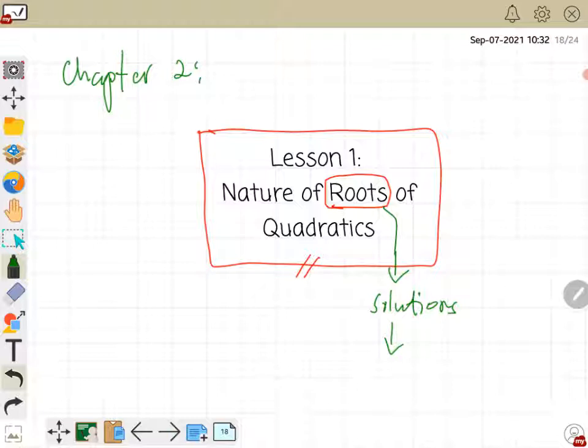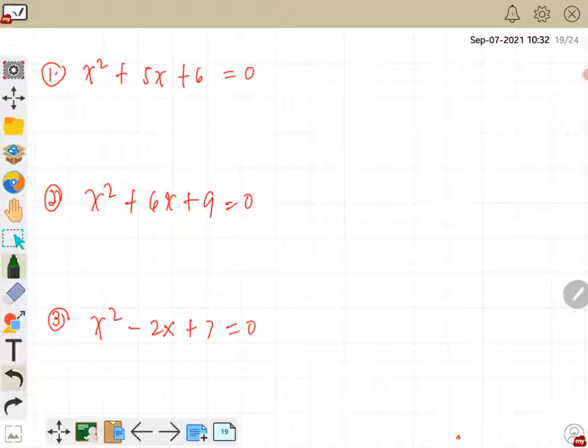So let's do it. Here we have three quadratic equations. From these, let's use these examples to get to the nature of the roots of a quadratic equation. Now let's try to solve these using the quadratic formula. What is again the quadratic formula? x equals negative b plus minus the square root of b square minus 4ac, all over 2a.